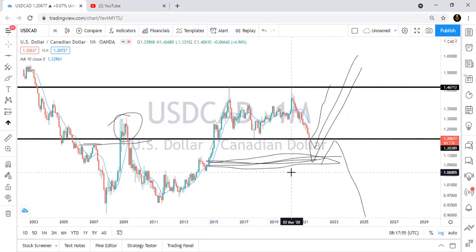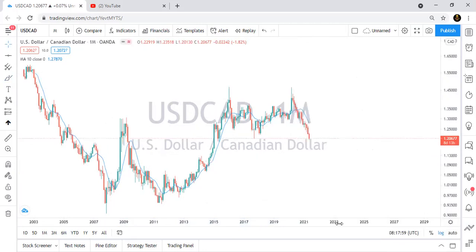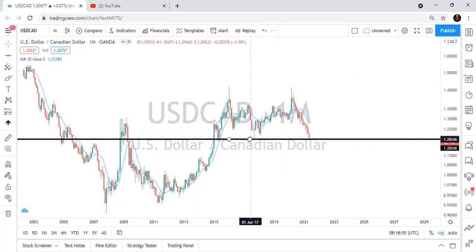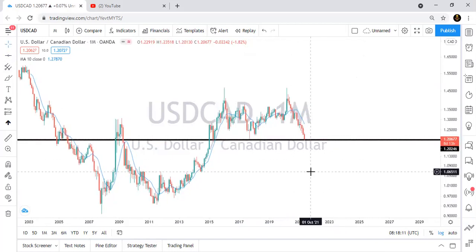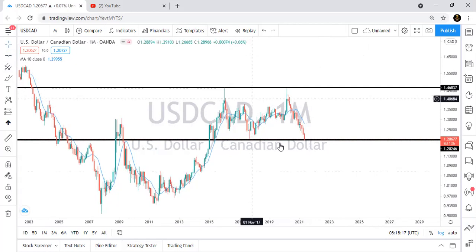For me, I'll just be looking into this area. This is the area where I'll be watching to go long. So now I already know that here there is an equal high, which has to be broken. Understand? So then I go to my weekly time frame.